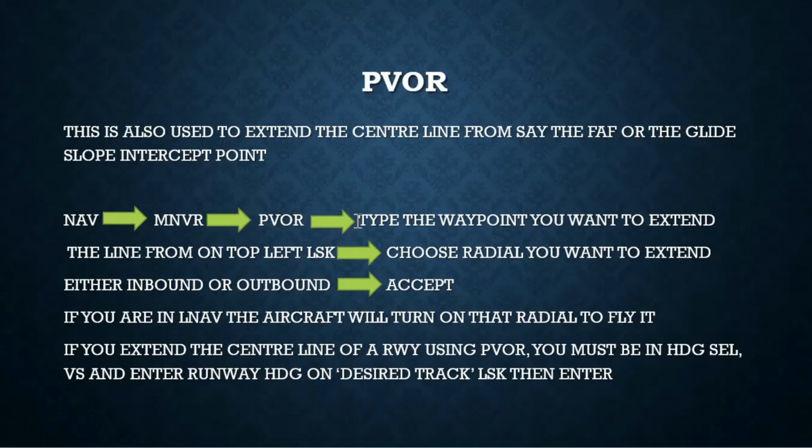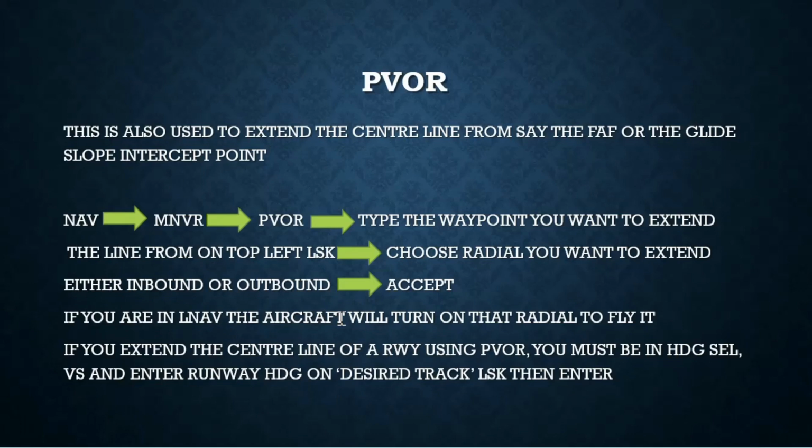So to extend a radial from a particular waypoint or a beacon identifier, you go to nav, then select maneuver, and then select PVOR. Once you do that, the FMS will prompt you to type the waypoint identifier from where you want to extend your line, and that will be on the top left line select key. Once you choose the radial you want to extend, either inbound or outbound, you press accept.